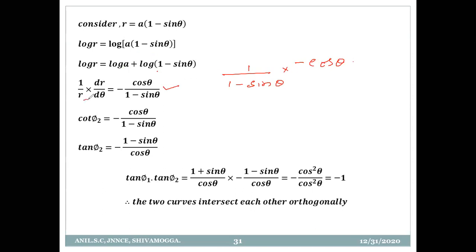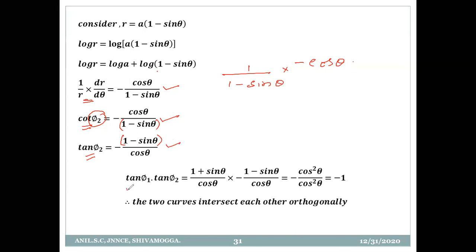That's what I have written here, minus cos theta divided by 1 minus sine theta. And 1 by r into dr by d theta is cot phi 2. This is equal to minus cos theta divided by 1 minus sine theta. In this case also, we cannot express phi 2 separately. In such cases, we take the reciprocals. Cot phi 2 is equal to this much. Therefore, taking the reciprocal, tan phi 2 is equal to minus, you interchange numerator and denominator, that is minus 1 minus sine theta divided by cos theta.